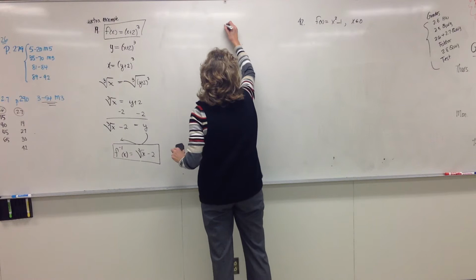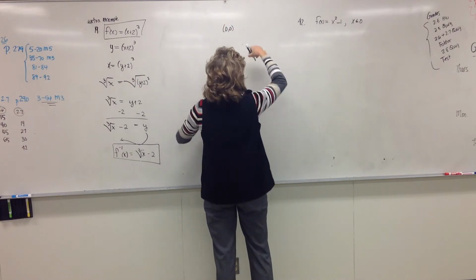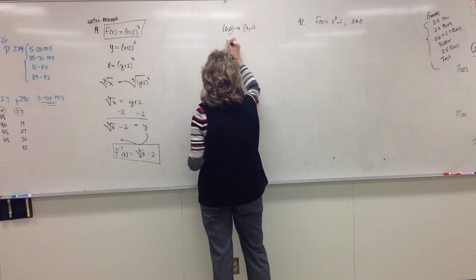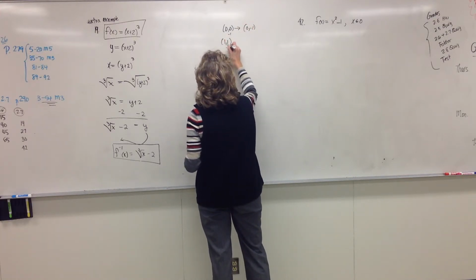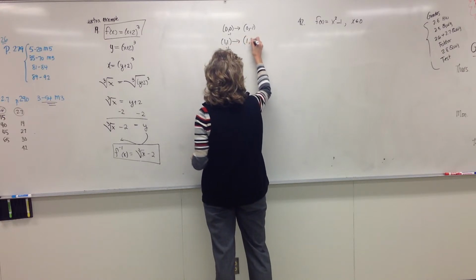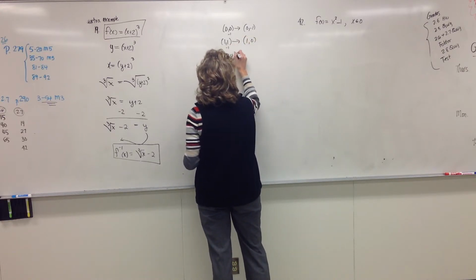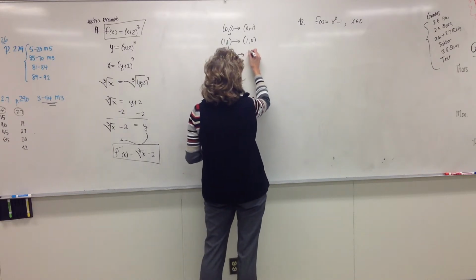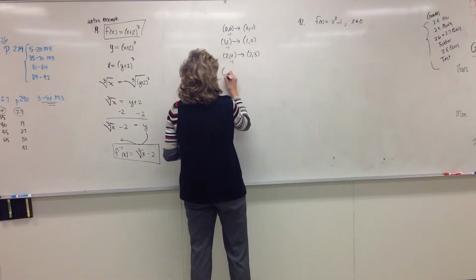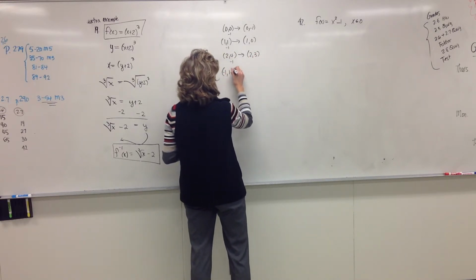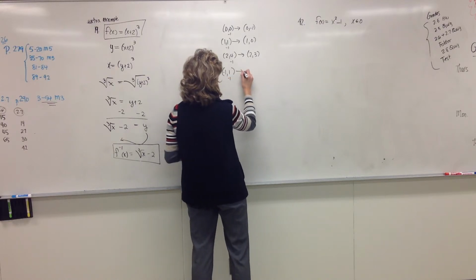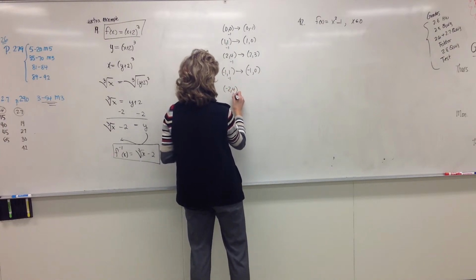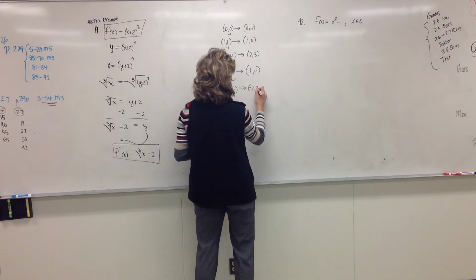Okay, so here's a list. I'm going to just make a list of ordered pairs on your parent graph. 0, 0. If I move it down 1, it's like subtracting 1 from the y's, so that'll make it 0, negative 1. 1, 1 on the parent graph. If I move it down 1, that turns into 1, 0. 2, 4 is on the parent graph. If I move it down 1, that's like subtracting 1 from the y's, that makes it 2, 3. If we do negative 1, 1, and subtract 1, that'll make it negative 1, 0. And negative 2, 4, subtract 1, that'll make it negative 2, 3.